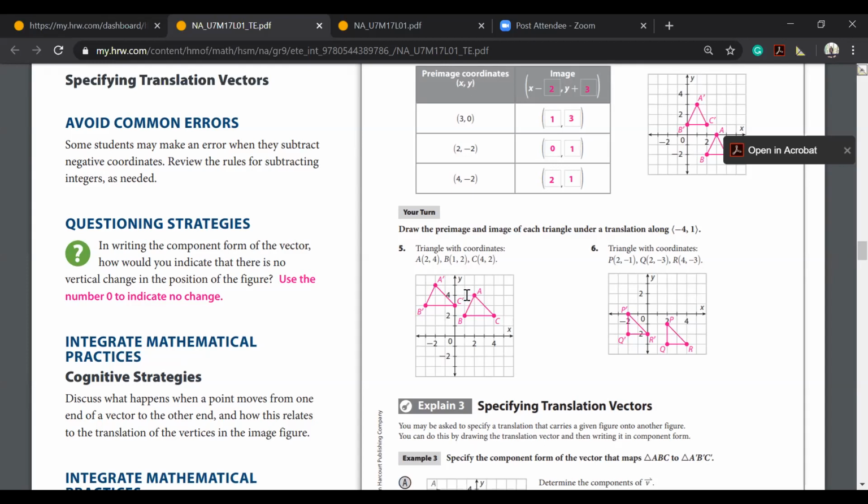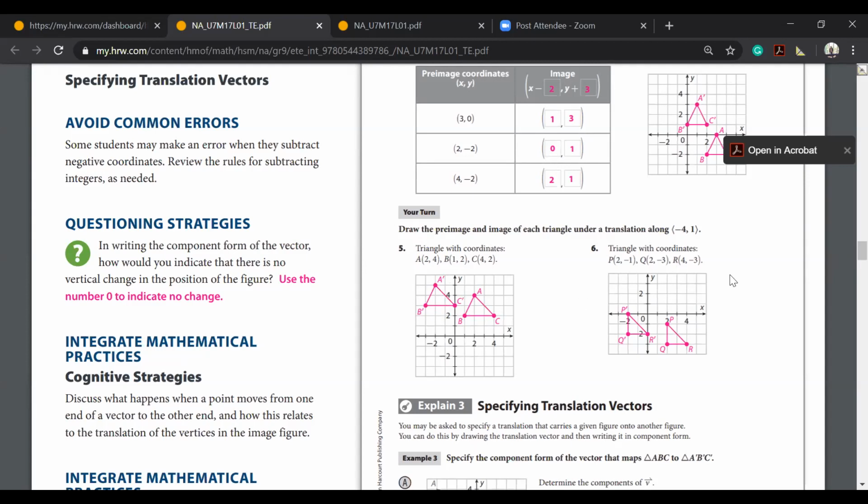Let's do it. 1, 2, 3, 4, and 1. A prime. 1, 2, 3, 4, and 1. B prime. 1, 2, 3, and 4, and 1. C prime. And this is my figure. It landed in quad 2.